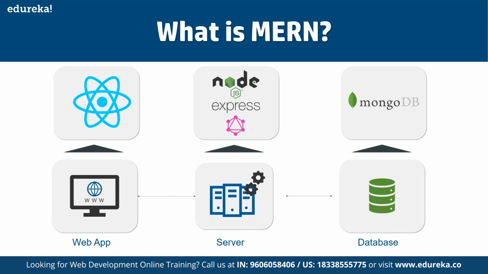So basically, if we talk about the MERN stack itself, then M stands for MongoDB. We are going to make use of MongoDB as a document-based open source database. Then E stands for Express.js. Express is basically a fast, unopinionated, and minimalistic web framework for Node.js.